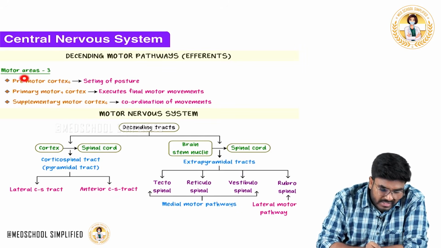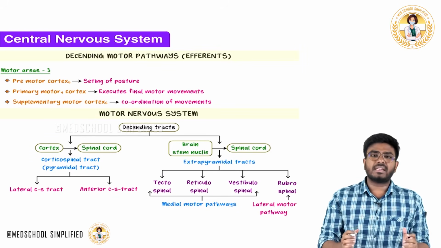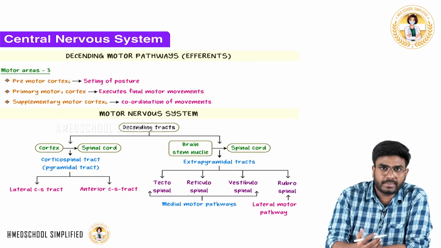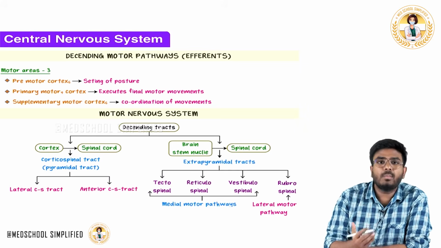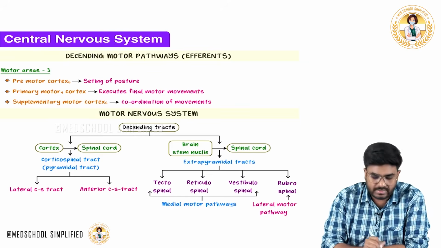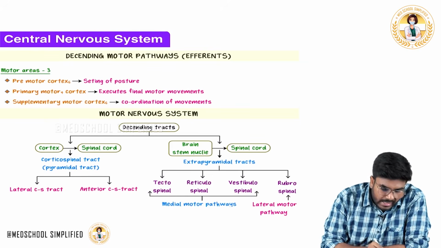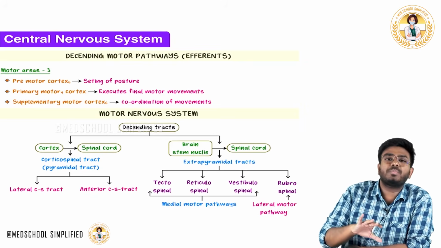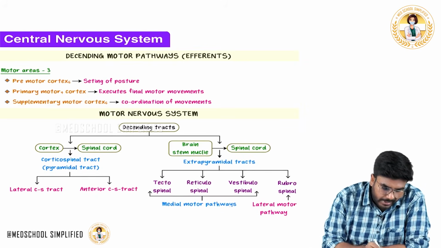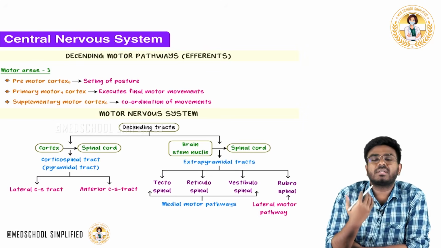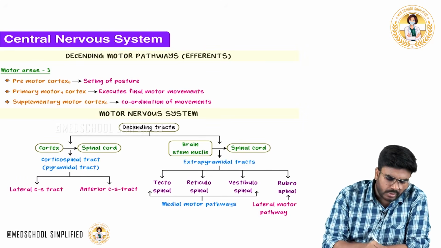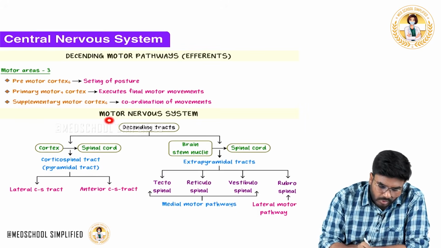The premotor cortex is mainly involved in setting the posture for a particular motor movement. The primary motor cortex executes the final motor movements, the Brodmann's area number 4. The supplementary motor cortex is a supplementary thing. It helps in coordination of movements. Primary motor cortex helps in final execution of the motor movements and premotor cortex helps in setting the posture of the body for any particular type of movement. We will discuss them later, but now let's start with the motor nervous system.